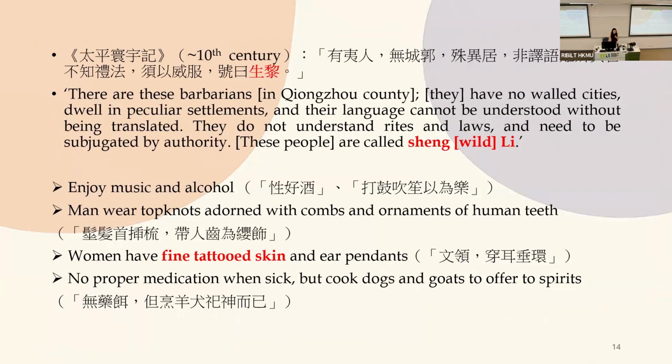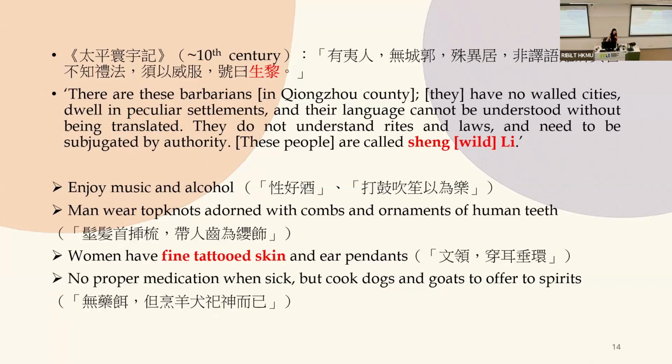So let us focus on the following passages that are of interest to our discussion. The first one comes from an earlier source called 太平寰宇记 from the 10th century. So we are introduced to a group of indigenous people named Shengli, or Wild Li, whose lifestyle, language, and culture are vastly different from the Han Chinese. So we see that these Shengli people do not have walled cities, they enjoy music and alcohol, but who doesn't? And their men wear top knots adorned with combs and ornaments of human teeth, and their women have fine tattooed skin and ear pendants. And they do not have proper medications, but they cook dogs and goats to offer to spirits when they're sick.